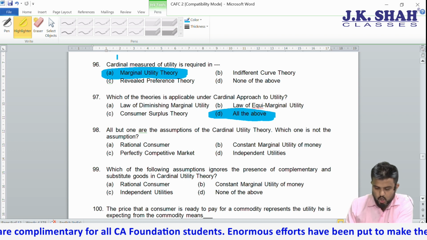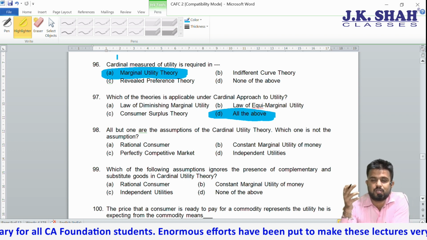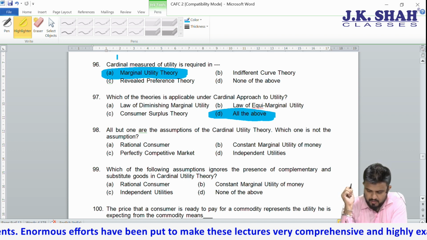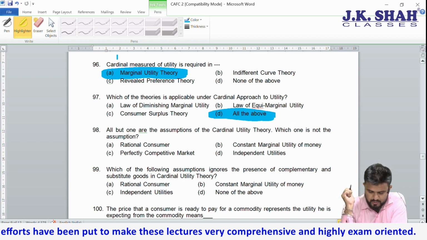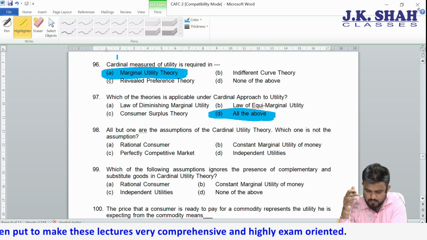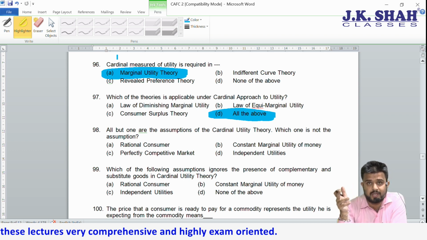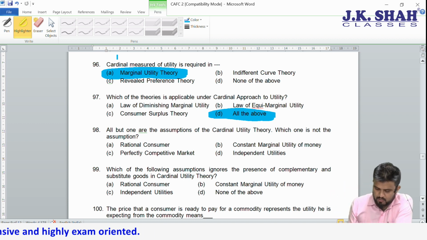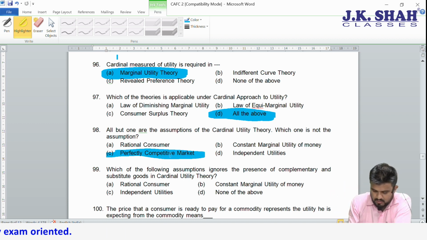98. All but one are the assumption. Out of this, which is not, they are asking. Which one is not the assumption? Rational consumer is true. Constant marginal utility of money is true. Perfect competitive market is an odd man out. This is not a part.